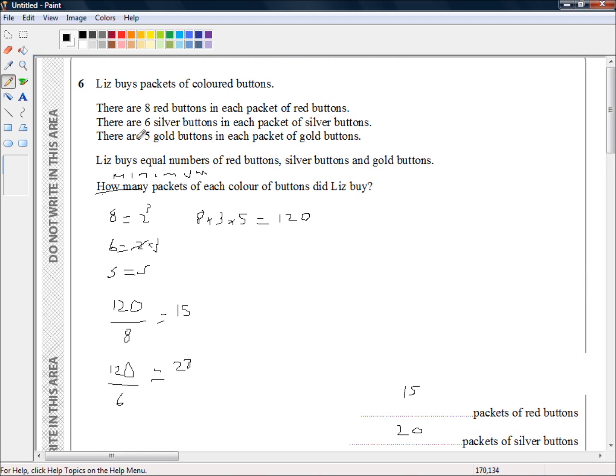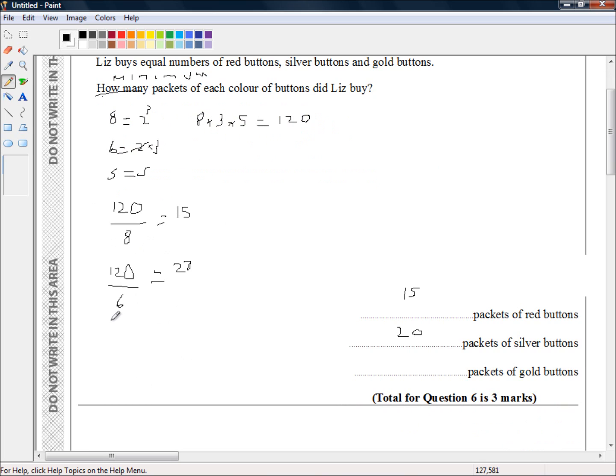And with 5 gold buttons in a packet, she needs to buy 120 divided by 5, which is equal to, well, 120 divided by 10 would be 12, so because it's divided by 5 we need to multiply the answer by 2, so that's 12 times 2, which is 24. Again, you can use a calculator. So the minimum number she needs to buy is 15, 20 or 24.